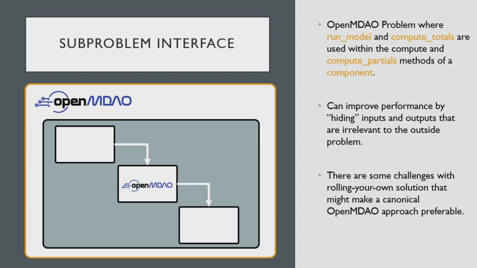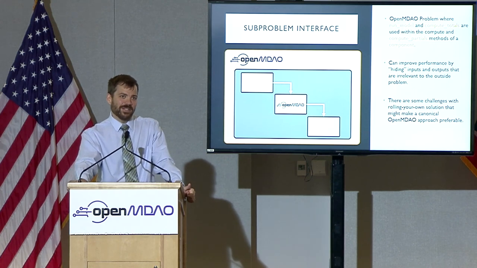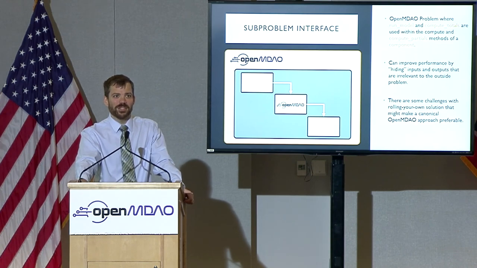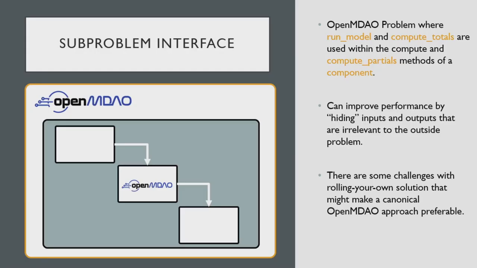Another one that's come up a lot lately is the subproblem interface. By subproblem interface, I mean a component whose compute method is basically running an OpenMDAO problem under the hood. And then in its compute partials, it's effectively computing the totals across the underlying problem and sending that back. We've seen a lot of performance improvement on some models if we can essentially hide the underlying model's data from the upper model, and that provides a good mechanism of reducing the complexity, reducing the number of transfers that our code has to do.